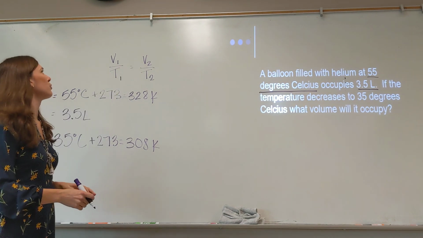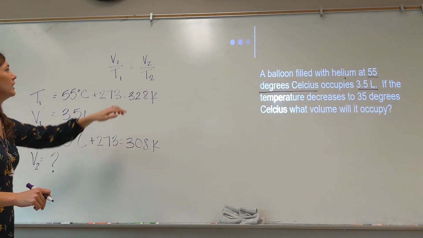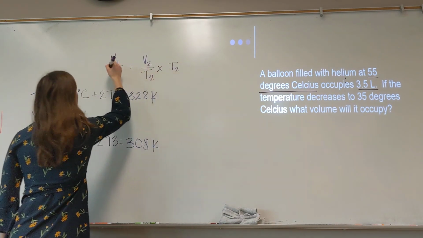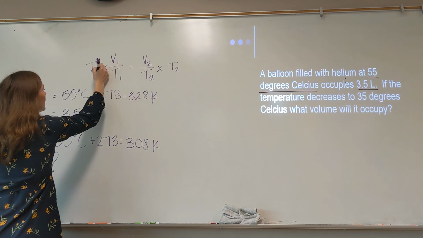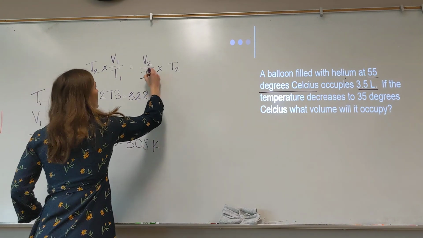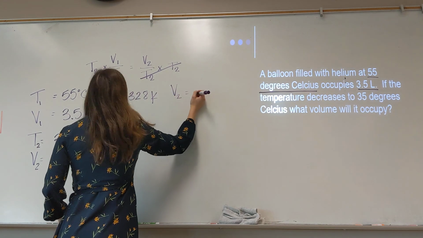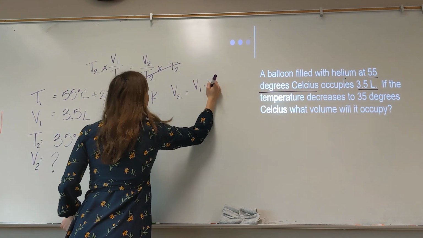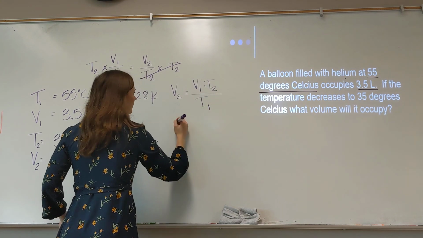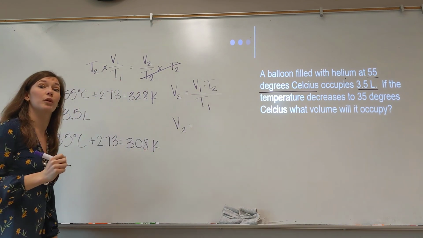Alright, so I'm solving for V2. In order to get my V2 by itself, I can multiply both sides by T2. Remember, when I do this, I'm just rearranging the equation. And I can rewrite my equation to get V1 multiplied by T2 over T1. Then I can plug everything into this new equation.